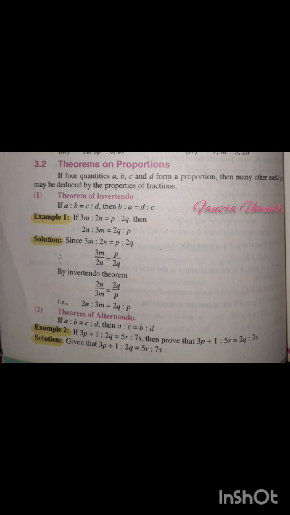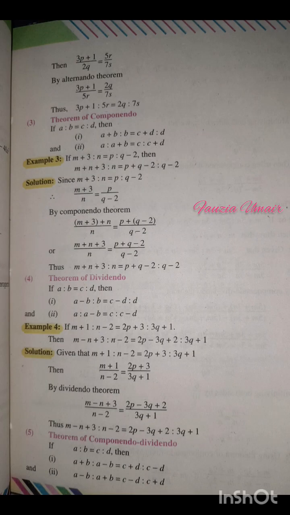First is the theorem of invertendo. Invert means you need to change the values. So if A ratio B is equal to C ratio D, then B ratio A is equal to D ratio C. We have just changed the places of B and A. So please go through all these theorems: theorem of componendo, theorem of dividendo. But the most important theorem of them all is the theorem of componendo dividendo.